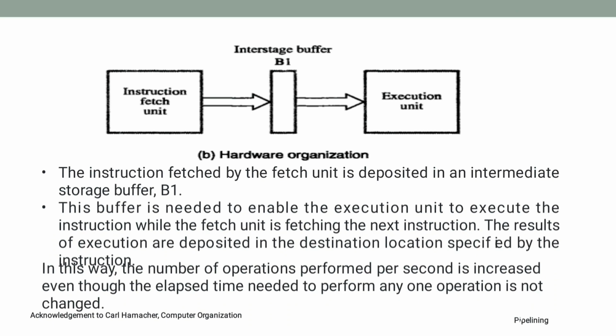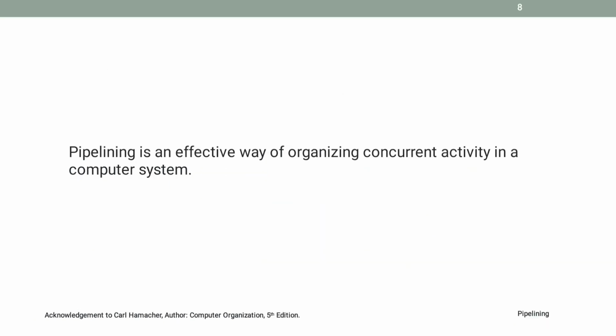So the buffer is needed to enable the execution unit to execute the instruction while the fetch unit is fetching the next instruction. The results of execution are stored in the destination location specified by the instruction. In this way, the number of operations performed per second will be increased, though the elapsed time for execution of each operation is not changed. Because of simultaneous operation of many activities, the total time needed to complete a whole activity is reduced. So pipelining is an effective way of organizing concurrent activity in a computer system.